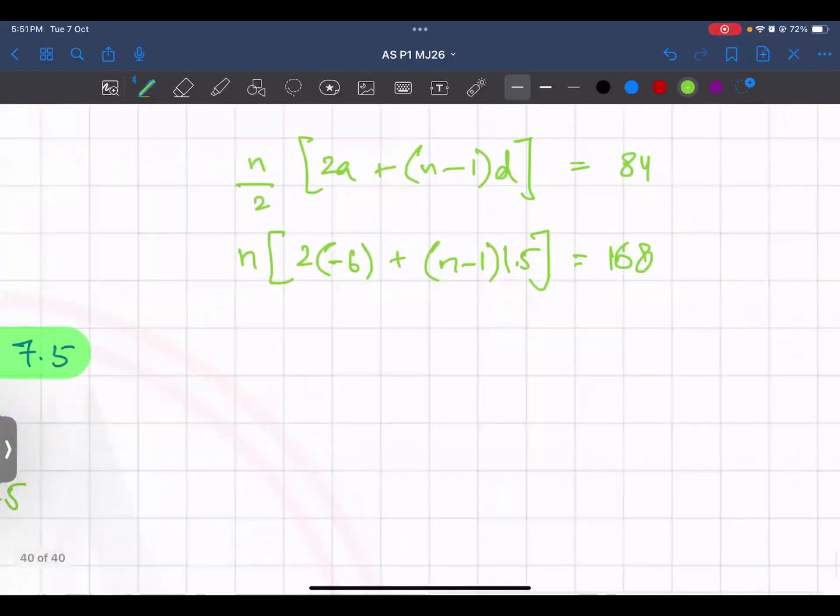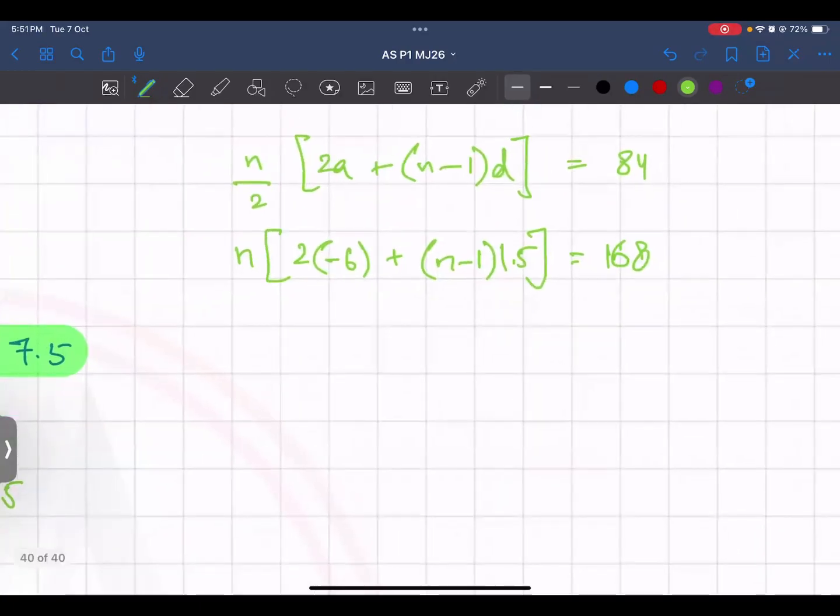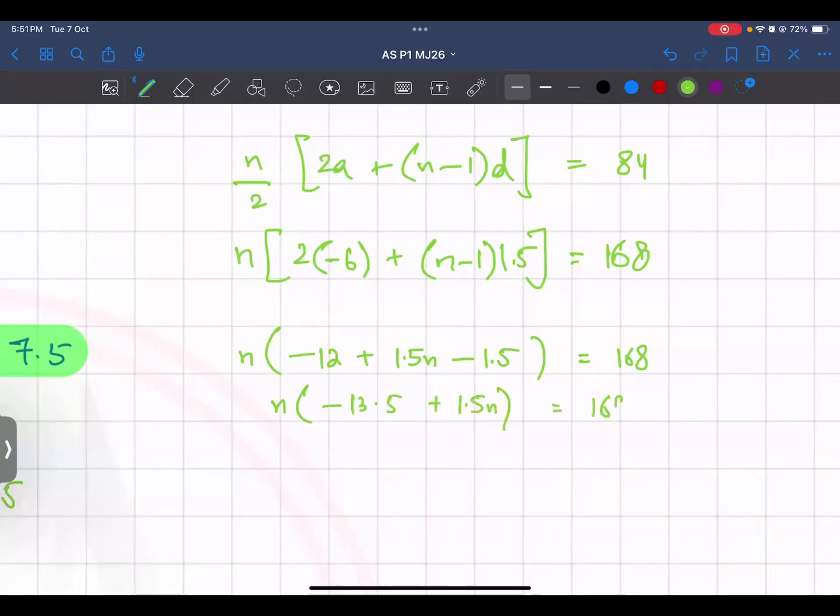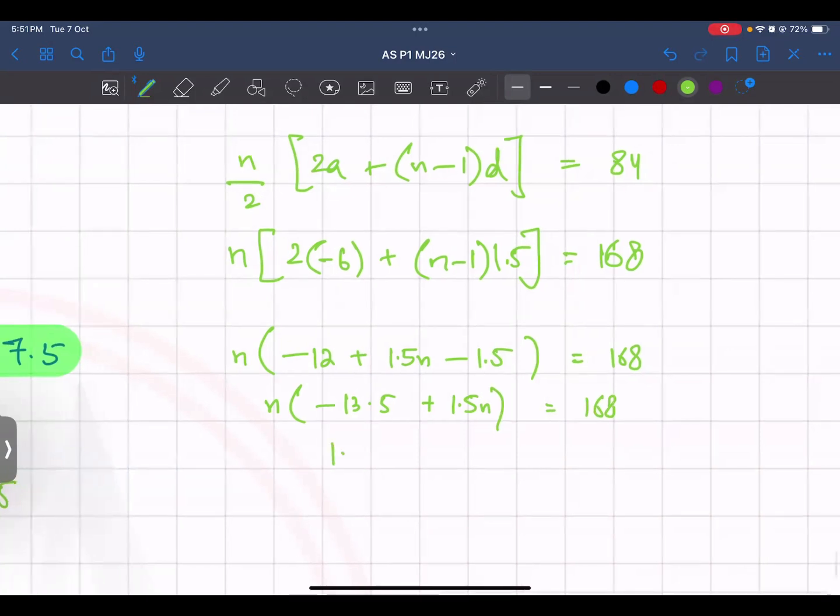And now you just have to solve this completely, get the answer for the value of n. So n minus 12 plus 1.5n minus 1.5 is equal to 168. Expand this, or first simplify. Minus 13.5 plus 1.5n is equal to 168. Expanding this would become 1.5n squared minus 13.5n and minus 168.